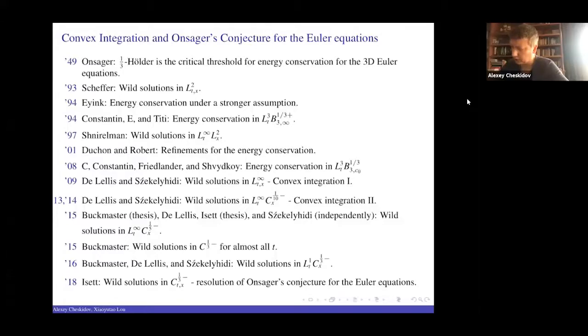Probably the first positive result for the Onsager conjecture was proved by Eyink. And then Constantin, E, and Titi proved the Onsager conjecture in the positive direction by reaching the critical exponent 1/3. Later, there was an improvement by Duchon and Robert. And in 2008, with Peter, Susan, and Roman, we were able to reach the exponent 1/3 exactly.